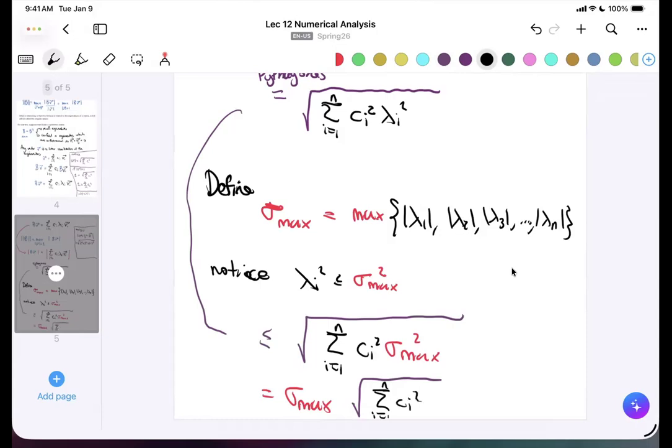But what is this? This is just the length of the vector v, which was 1 because it was a unit vector. So this was a unit vector, and now this is fine. Yeah, that's the inequality that I wanted. So this is going to be 1 since v had length 1.